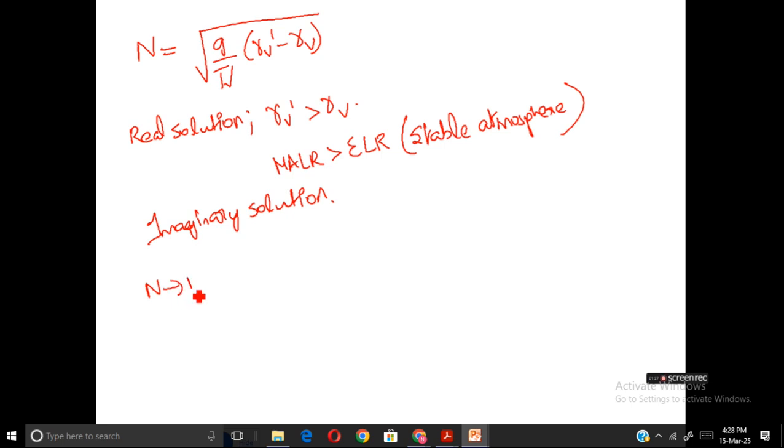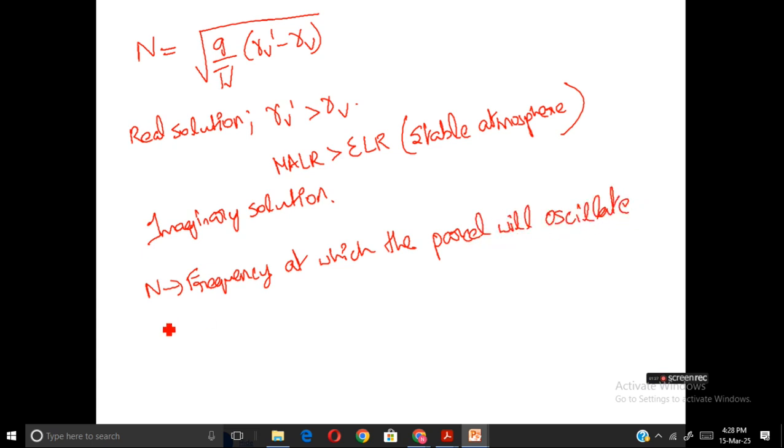So n is basically known as the frequency at which the parcel will oscillate about its mean position in a stable atmosphere. The frequency at which the parcel will oscillate about its mean position is basically given by the Brunt-Väisälä frequency, which is n is equal to root of g by Tv into gamma v dash minus gamma v.